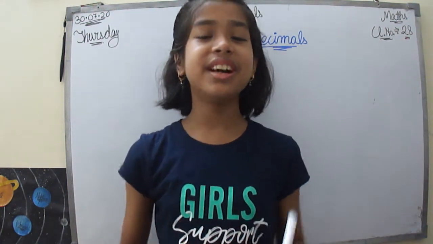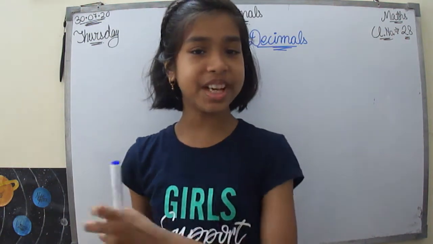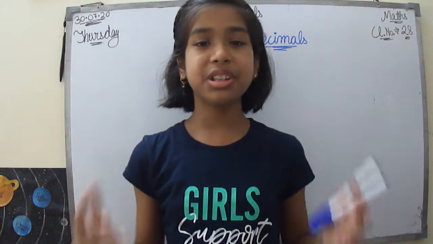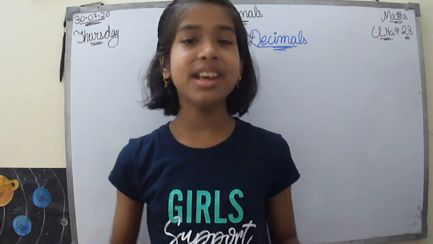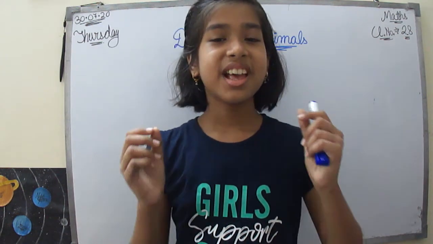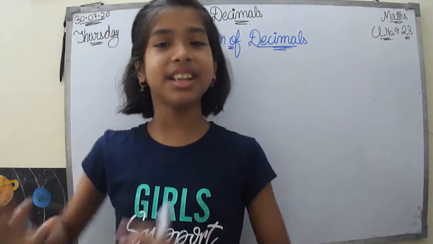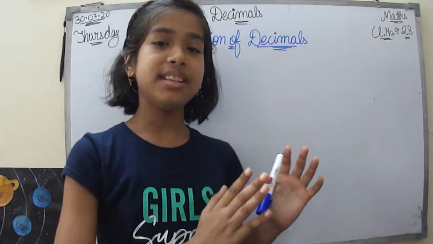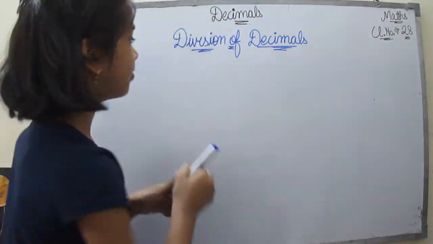Today we are going to learn about the division of decimals. Now firstly, let's start talking about the two types of decimal, which are recurring decimals and terminating decimals. So for understanding recurring decimals, let's first divide 10 by 3.